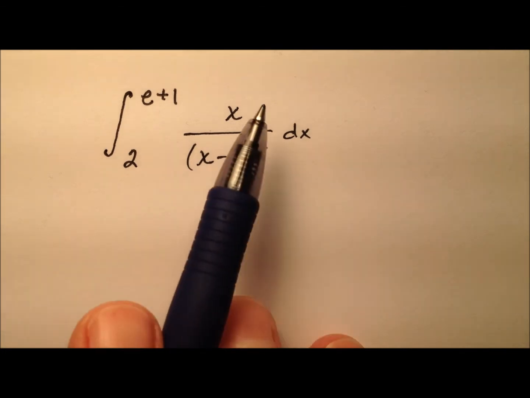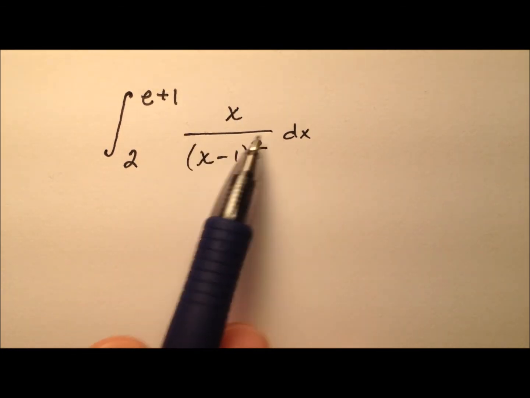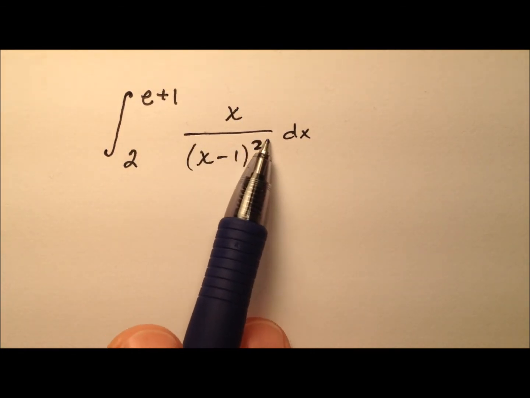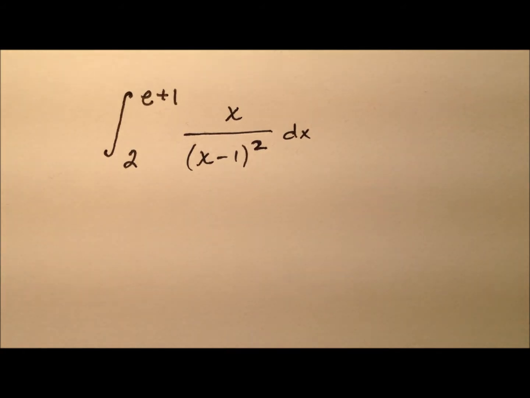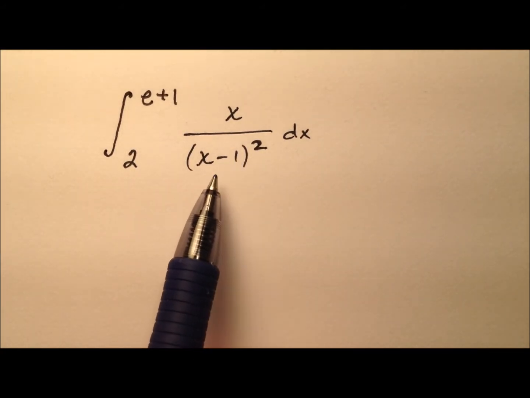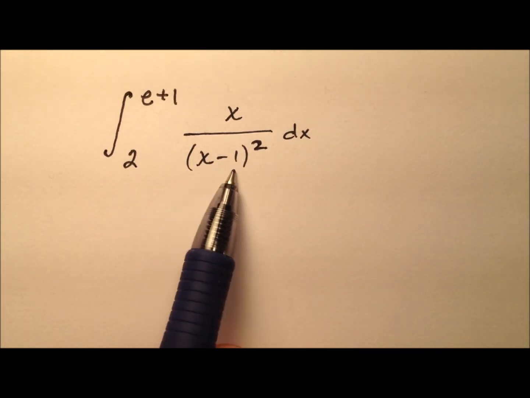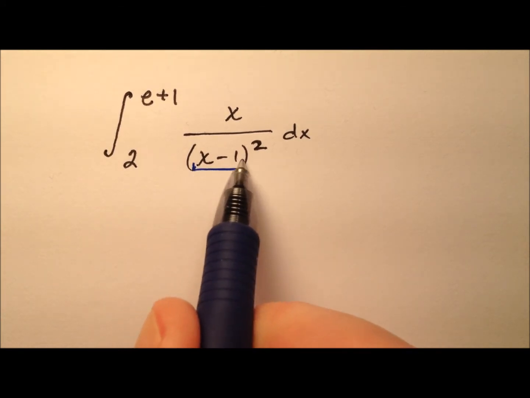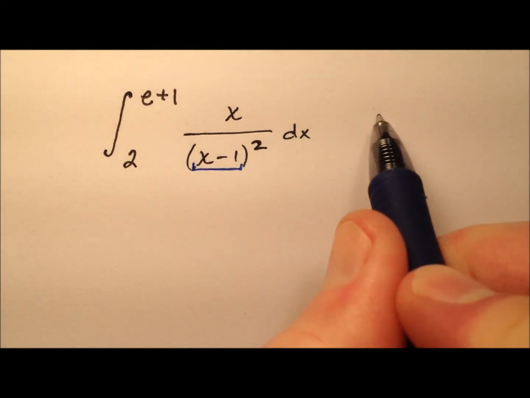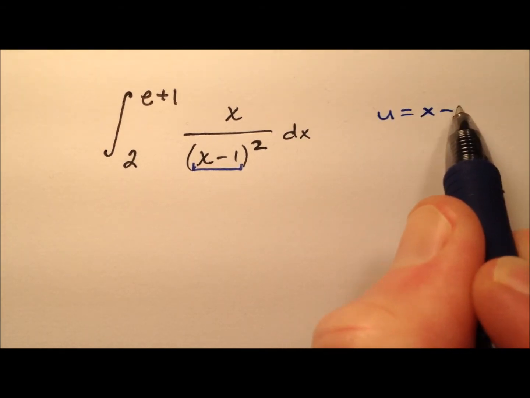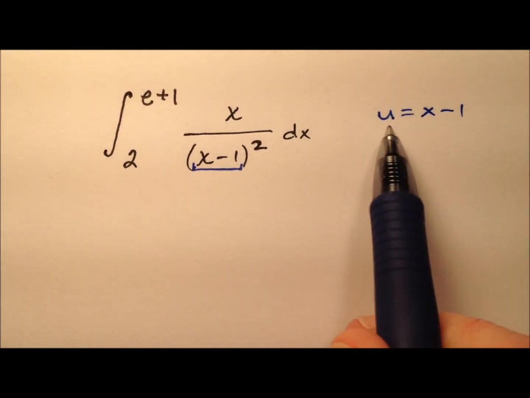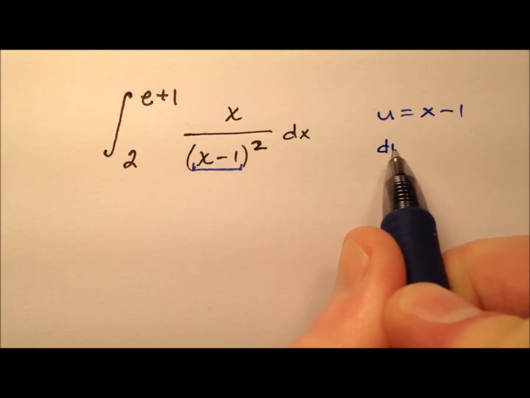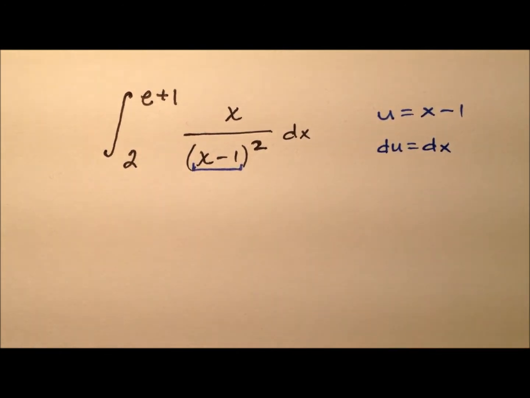All right, looking at this integrand, we have x over x minus 1, and that little expression there is being squared. This seems like a good candidate for a change of variables, specifically a U-substitution. So we're going to take this x minus 1 that's in here, and we're going to say u equals x minus 1.